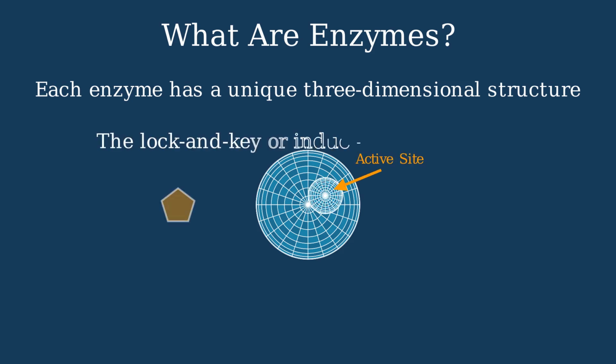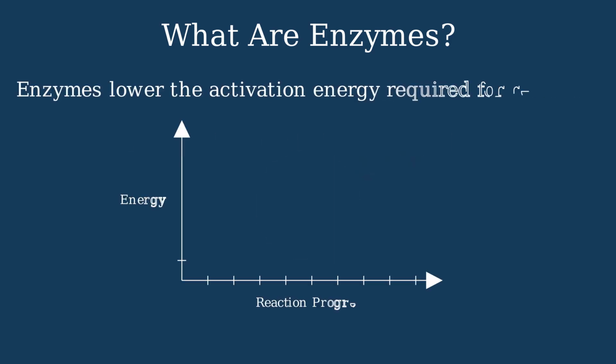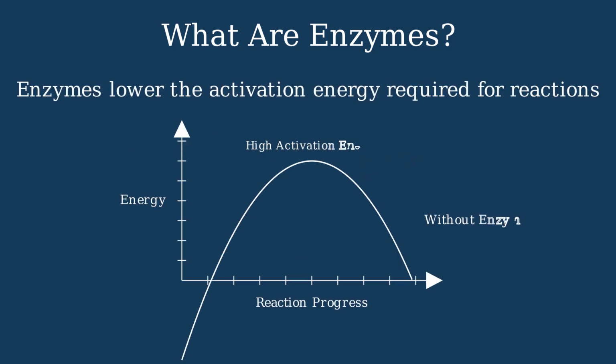This is where the lock and key or induced fit mechanism comes into play. The active site binds specifically to certain substrate molecules. Without enzymes, biochemical reactions would require high activation energy. Enzymes lower this activation energy, making reactions happen much faster at normal body temperatures.